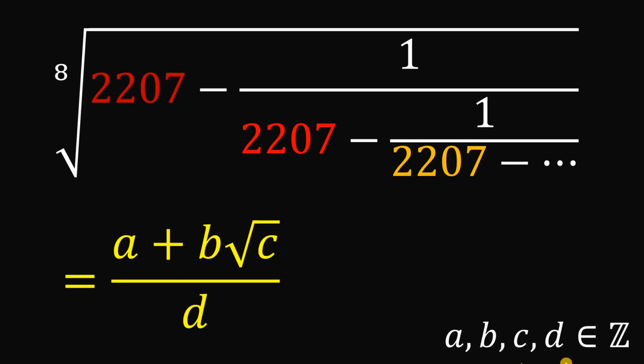Can you solve this algebra challenge? Here's the question. Given this number, the 8th root of 2207 minus 1 over 2207 minus 1 over 2207 minus, until infinity. Now, suppose this number is equivalent to (a + b√c)/d. Then the question is, what is the value of a, b, c, and d?